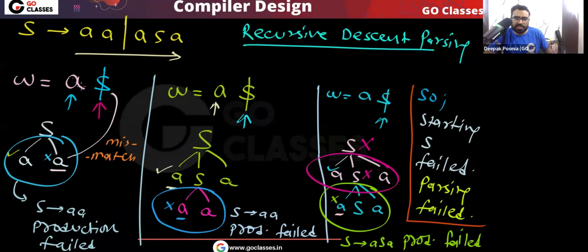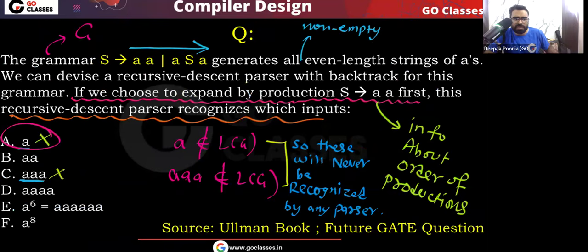Overall, I can say that this string, this small a, will not be recognized. This will not be generated, or I can say this will not be recognized. That's it. I hope you understood. So you can eliminate this option A. Similarly, you can eliminate option C without checking. You don't even have to check because these two strings are not even in the language of this grammar. They are not even generated by this grammar. So you can immediately eliminate them. But anyway, for the sake of practice, I have shown why the recursive descent parser will reject this string.